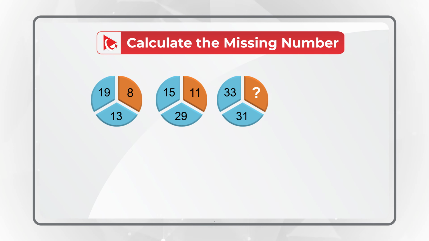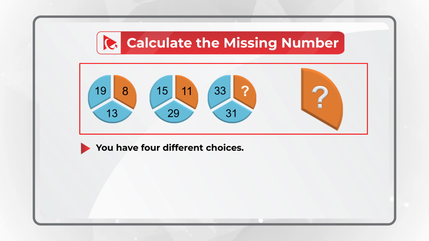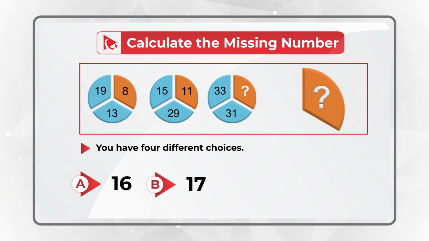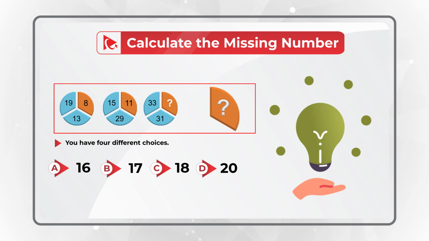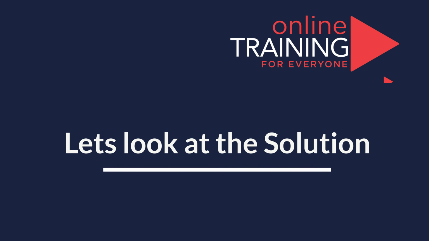You need to calculate the missing number out of 4 different choices. Choice A, 16. Choice B, 17. Choice C, 18. And then choice D, 20. Did you calculate the right answer? As I mentioned, the solution to this problem is really interesting. So let's move forward to get to the correct solution together.